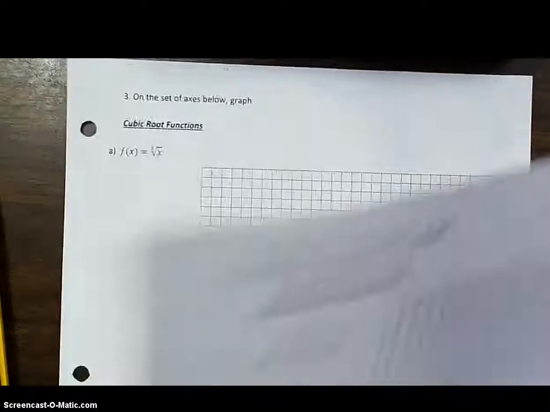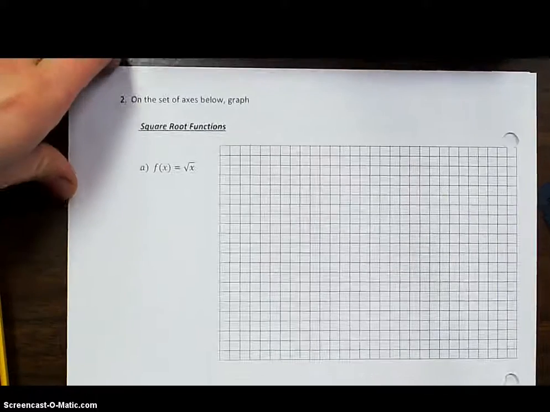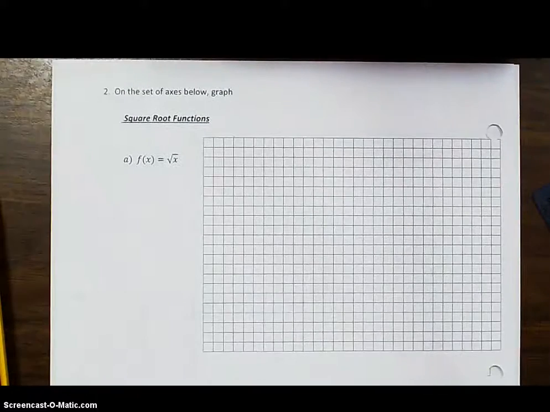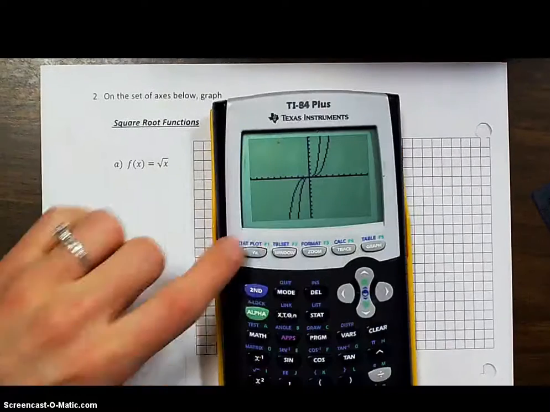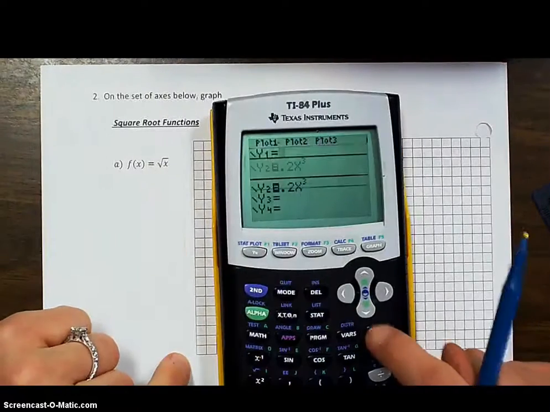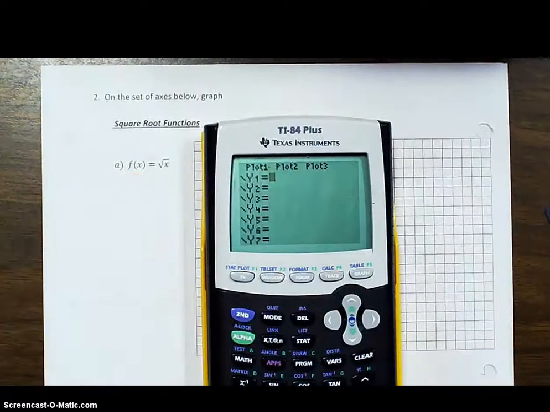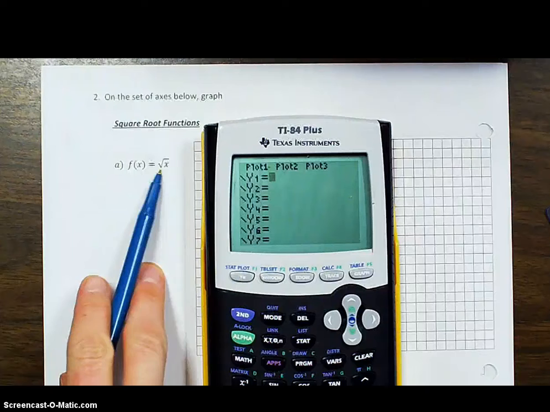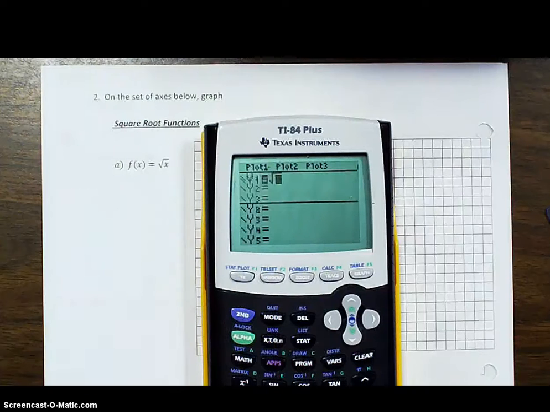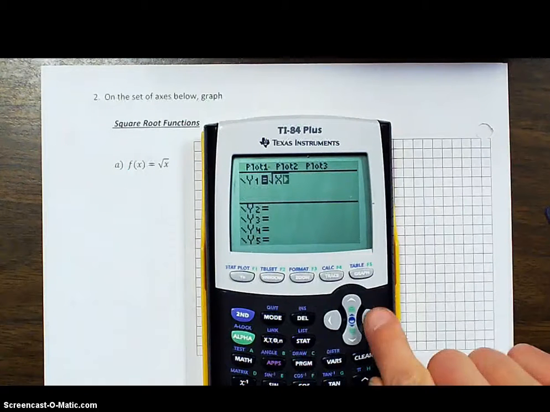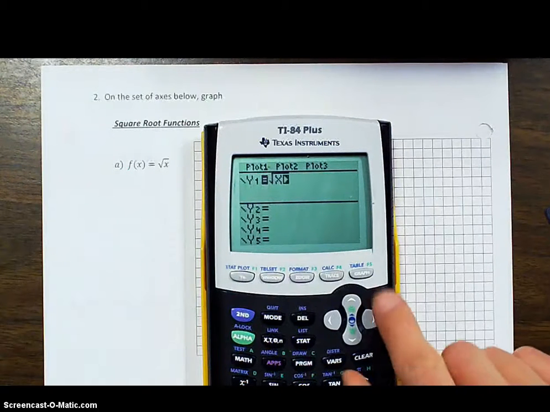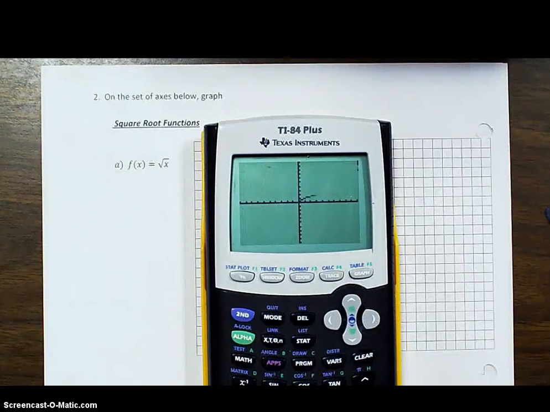All right, let's go ahead then, flip it over. And now we're going to take a look at graphing a square root function. So let's see what it looks like. So we're going to clear everything out. All right, the first thing I'm going to do, remember f of x is just a fancy way of saying y equals. So we're going to go ahead and type in the square root of x. Square root, and then we type in x. Now I want to know what this looks like, so I'm going to hit graph.